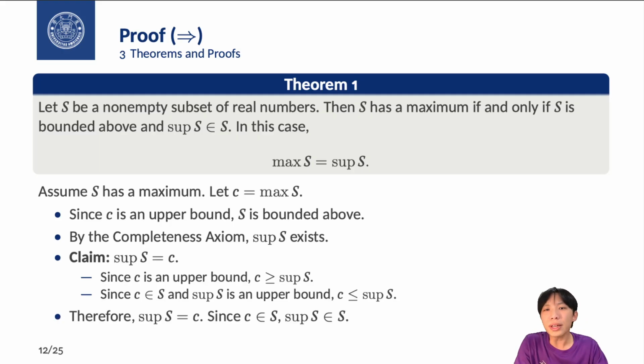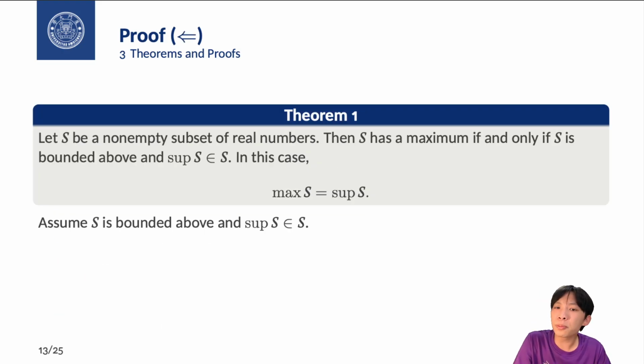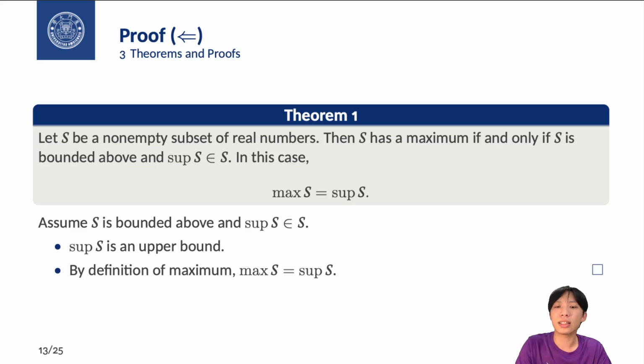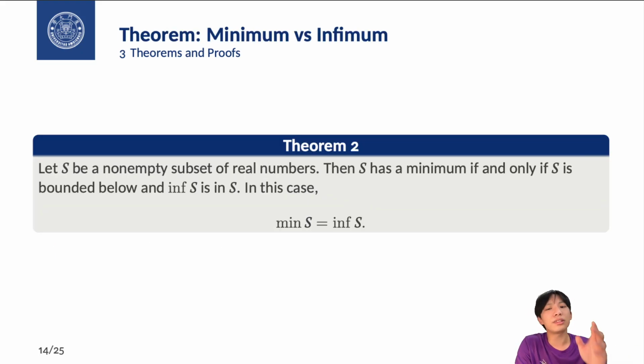So sup S is equal to C, and since C is in X, it follows that sup S is also in S. Now, let us prove the reverse direction. Assume that S is bounded above and sup S is in S. Since sup S is in S and it is an upper bound of S, by the definition of a maximum, sup S is the maximum of S. This completes the proof. The infimum version of this theorem is straightforward.